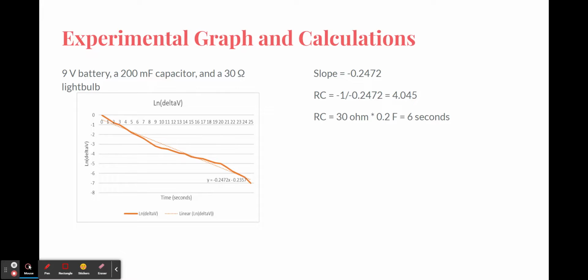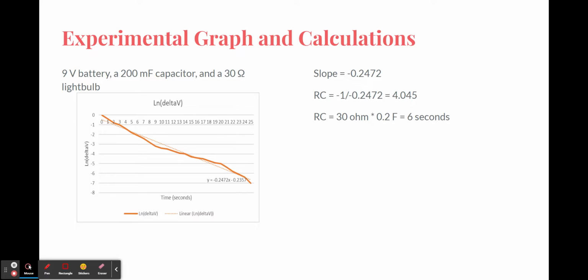Now the experimental graph. We took a 9V battery, a 200 millifarad capacitor, and a 30 ohm light bulb to make this graph. We took delta V in time and we linearized delta V to make this, and we found our slope to be negative 0.247. Now we know RC is negative 1 divided by that slope, which gave us 4.045. And then RC itself is 30 ohms times 0.2 farads, which is 6 seconds.